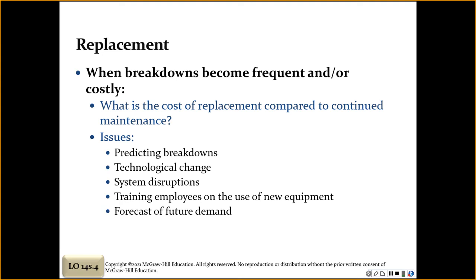So some of the things to consider is that you want to look at historical records. That may help to project future breakdowns, but again, managers shouldn't rely just on historical things, because you may be wasting money if the equipment doesn't break down. Managers also consider technological changes. Newer equipment may have features that favor replacement over preventive maintenance.